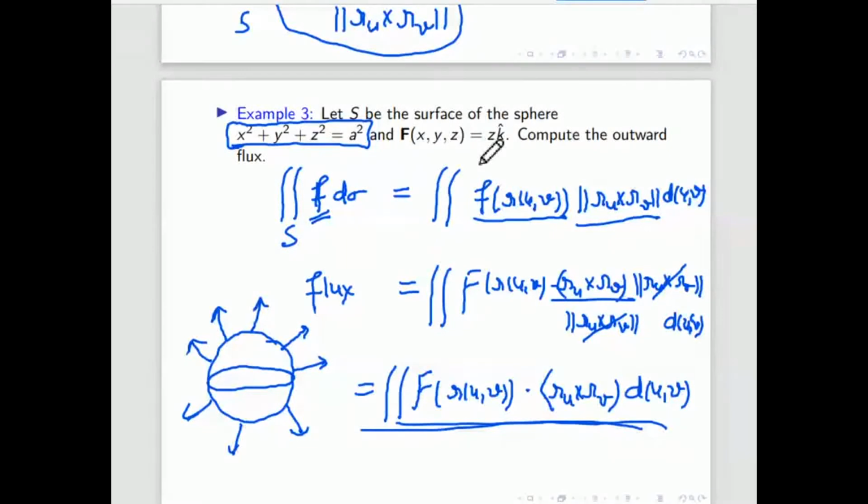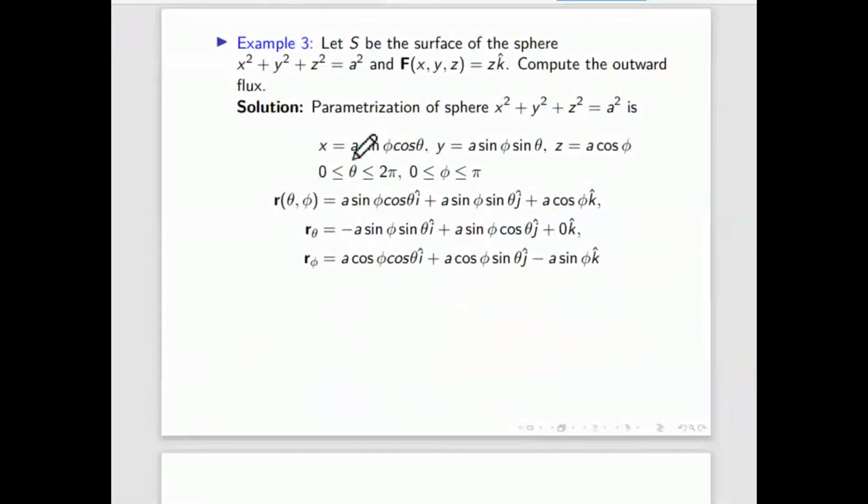So the parameterization of this sphere will be, because here a is given, x equal to a sin phi cos theta, y equal to a sin phi sin theta, and z equal to a cos phi. Theta is from 0 to 2 pi and phi is from 0 to pi. Then r will be x i cap, y j cap and z k cap. Then we'll calculate r theta and r phi, since the variables here are theta and phi.